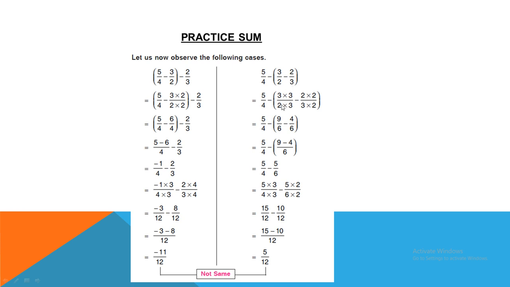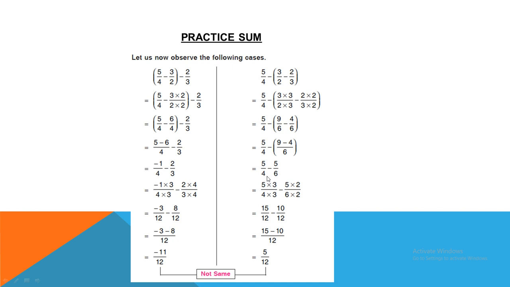So we choose the number. For 2 we choose 3 and for 3 we choose 2. Okay, so the number changes to 9 upon 6 minus 4 by 6. Now 9 minus 4 will be 5 upon 6.